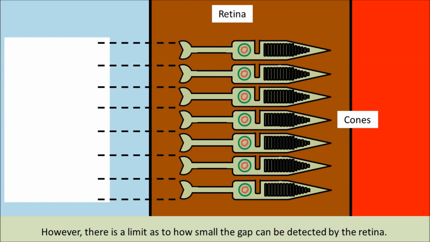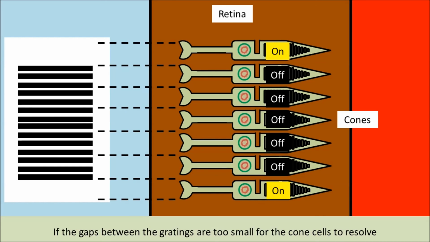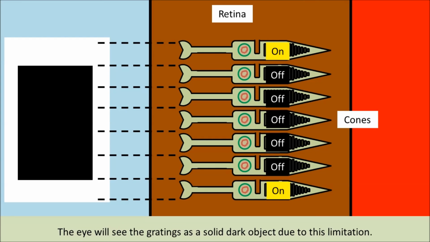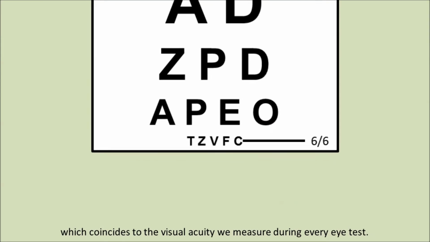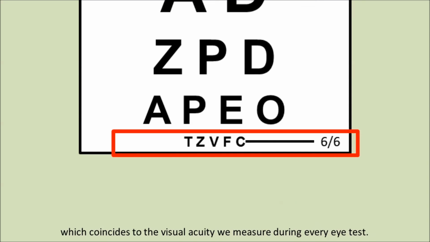However, there is a limit as to how small a gap can be detected by the retina. If the gaps between the gratings are too small for the cone cells to resolve, the eye will see the gratings as a solid dark object due to this limitation. This means that the eye has already met its resolution limit, which coincides with the visual acuity we measure during every eye test.